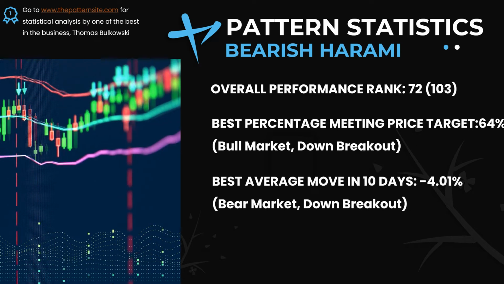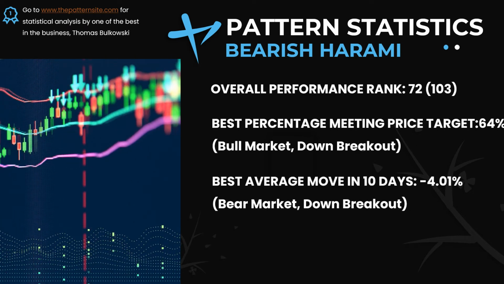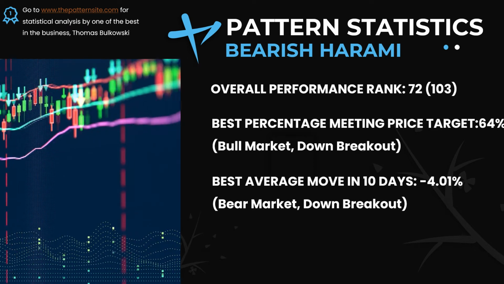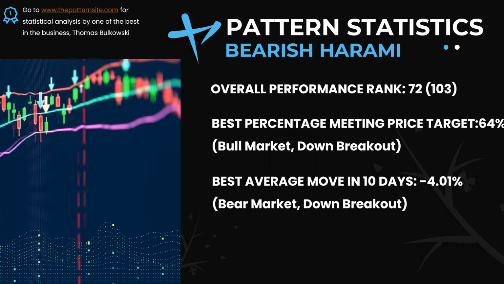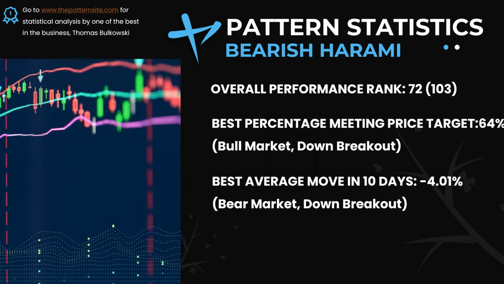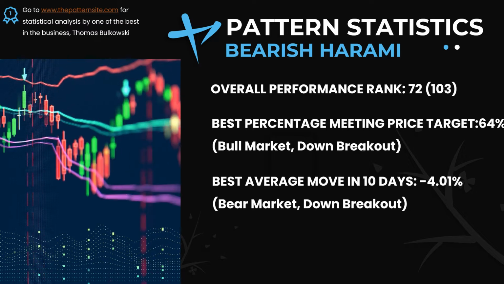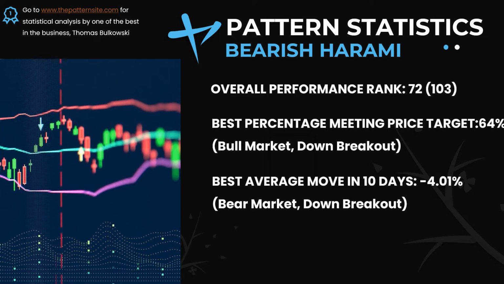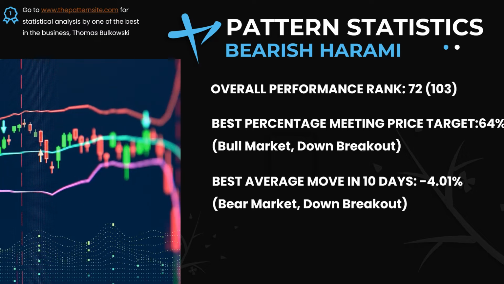Now the best average move over 10 days is -4%. So once it does reverse, it extends 10 days afterwards on average. Its best average move is in a bear market down breakout, which is what I like to use them for. Rolling over, confirming at a pivot point, and then extending to the downside actually has a higher probability based on the chart, not just the pattern itself.